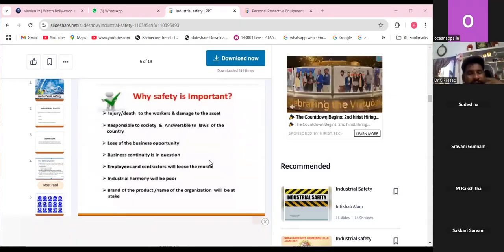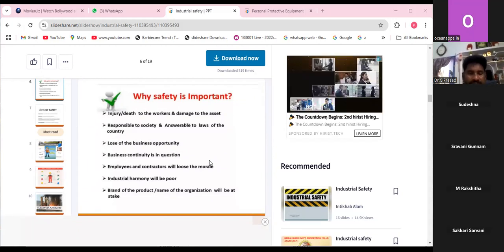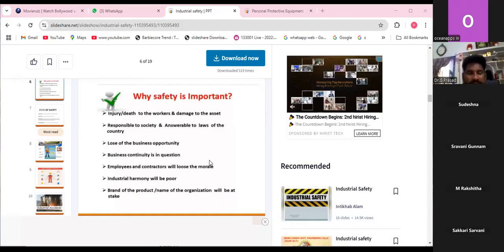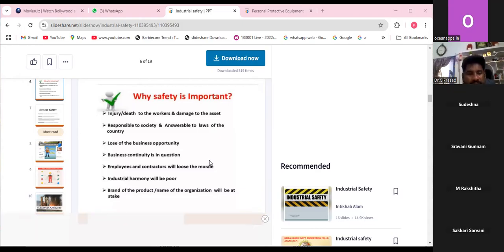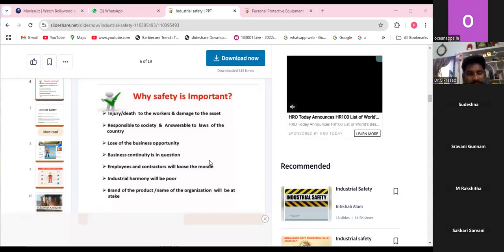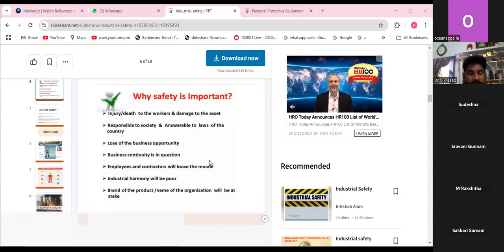Why is safety important in the company? Because of injury to the workers or damage to the assets. Injuries, or sometimes it even leads to death. Second point, responsibility to society and being answerable to the laws of the country, because if any incident happens, the government will get involved, as there are rules, regulations, and safety policies. So these are all called responsibility to society.